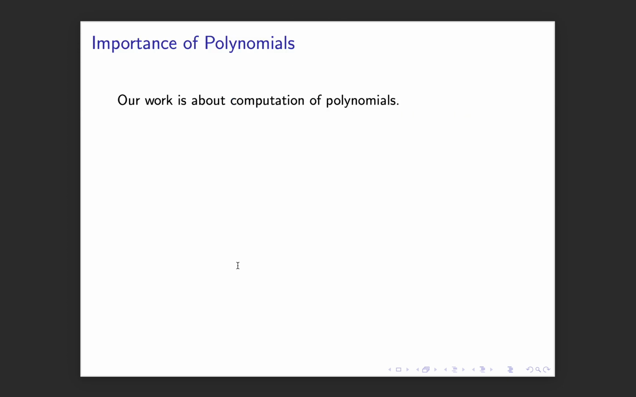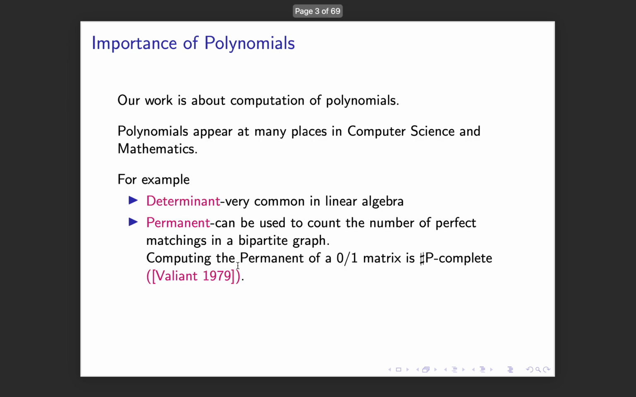Our work is about the computation of polynomials. Polynomials appear at many places in computer science and mathematics. For example, the determinant polynomial is very common in linear algebra. The permanent polynomial can be used to count the number of perfect matchings in a bipartite graph. Now, it was shown by Valiant in 1979 that computing the permanent of a 0-1 matrix is sharp-P complete.